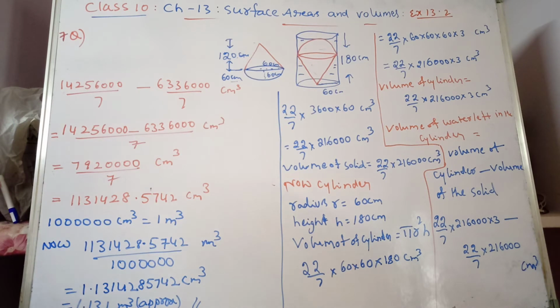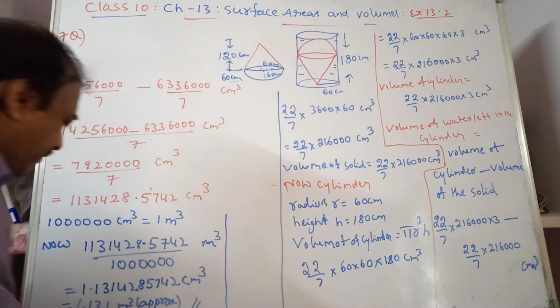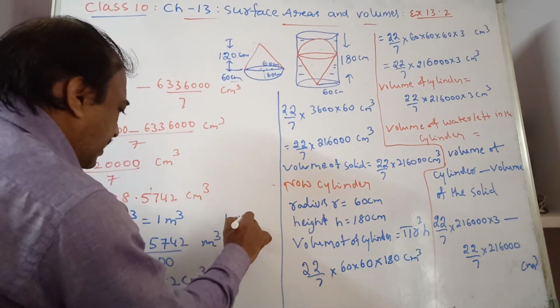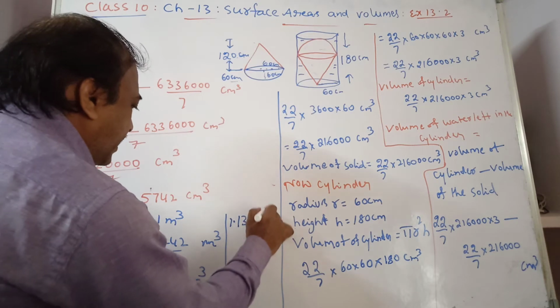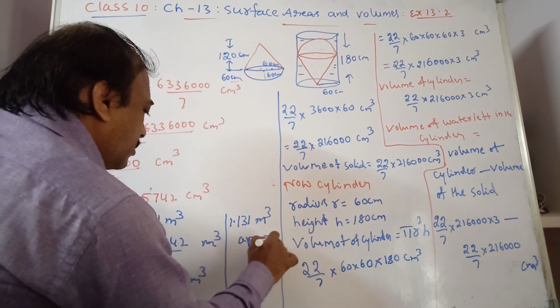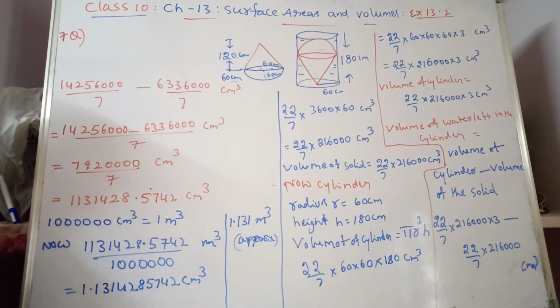Here I am writing the answer approximately. If it is not visible, then I will write here 1.131 meter cube approximately. Approximate value.